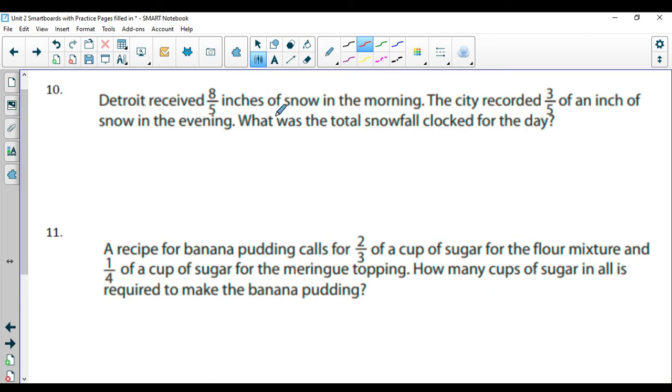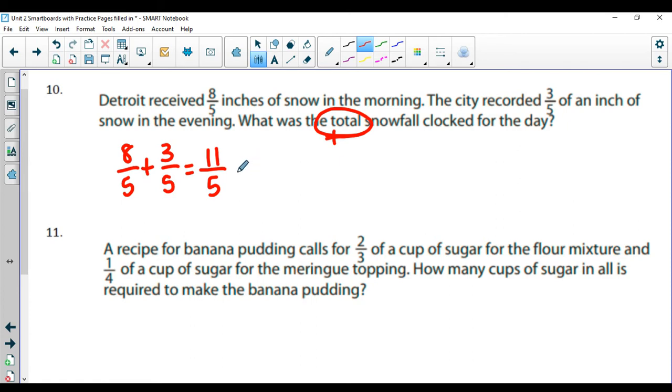So Detroit received 8/5 inches of snow in the morning. The city recorded 3/5 of an inch of snow in the evening. What was the total snowfall clocked for the day? Total starts with a T, which reminds me of a plus sign. So I'm adding 8/5 inches plus 3/5 inches, and denominators are the same. 8 plus 3 is 11.